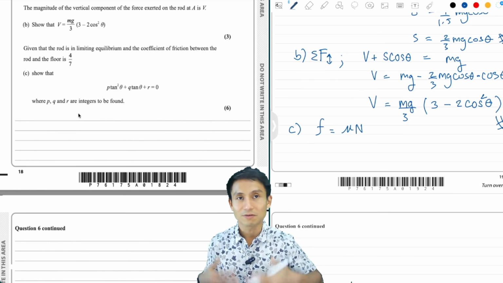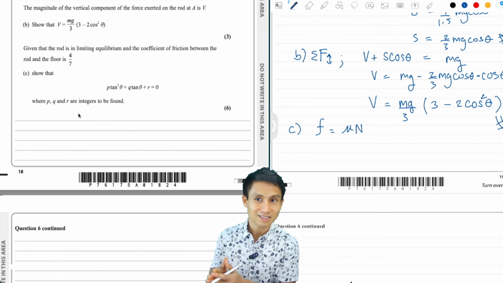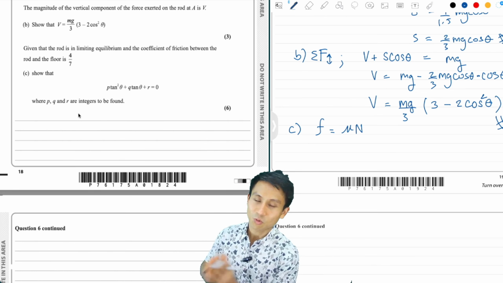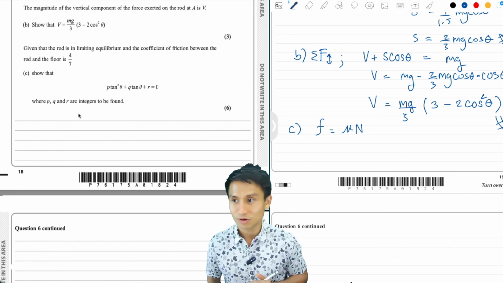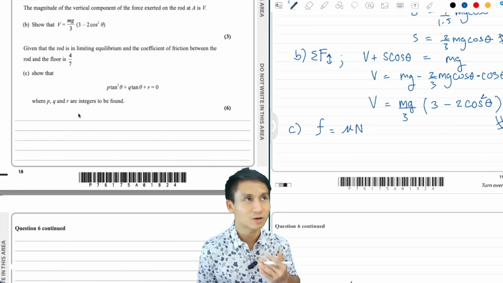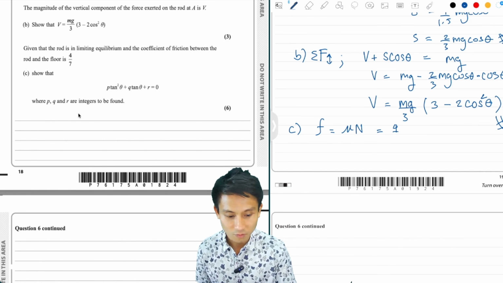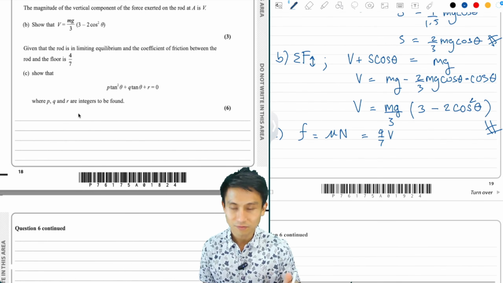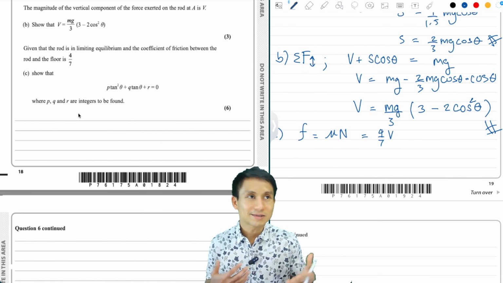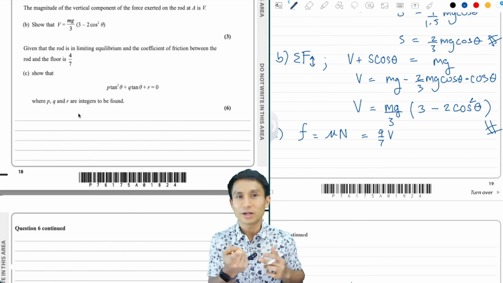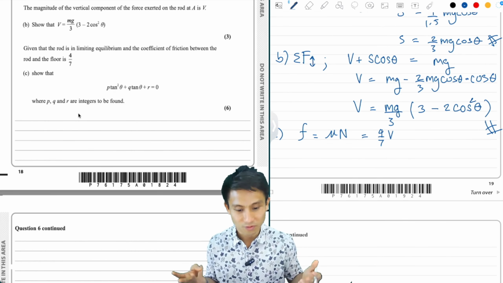If the object is moving, then it's always mu N when it's dynamic friction. But this is static friction here. It is maximum when the object is about to move, and we call that limiting equilibrium. So if it's not limiting equilibrium, then friction will be less than this value. So friction is then 4 over 7 times V, because V is the normal reaction in that case. So in static equilibrium, you have used moment and you have used vertical force. There's only one option left, horizontal force, right?